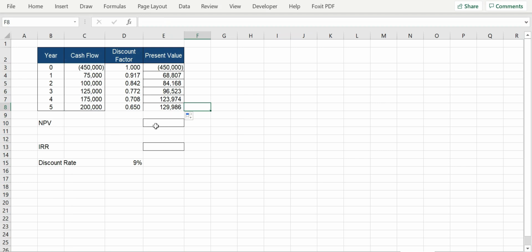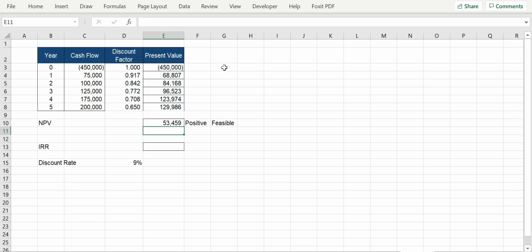Now we need to calculate the net present value. The net present value is nothing but the sum of all these present values. Just add them together to get the net present value, which is 53,459, which is a positive figure. Positive means the project is feasible, so we can accept the project. So this is the NPV.